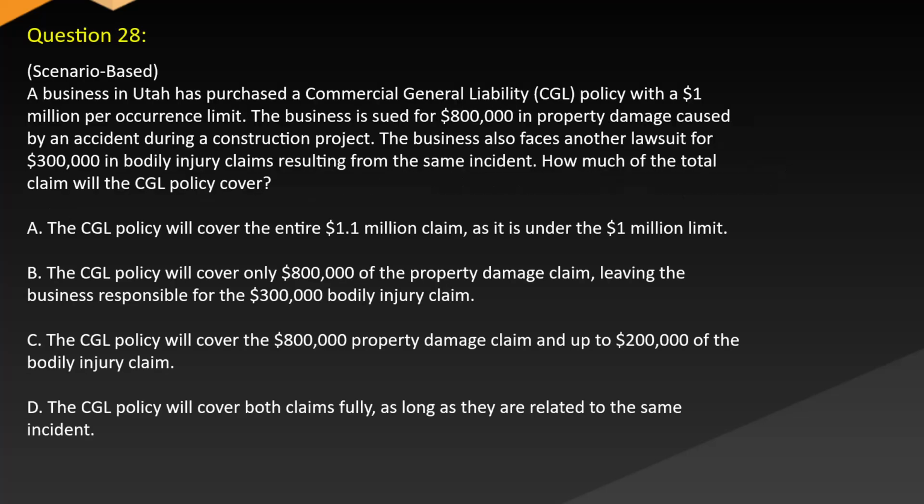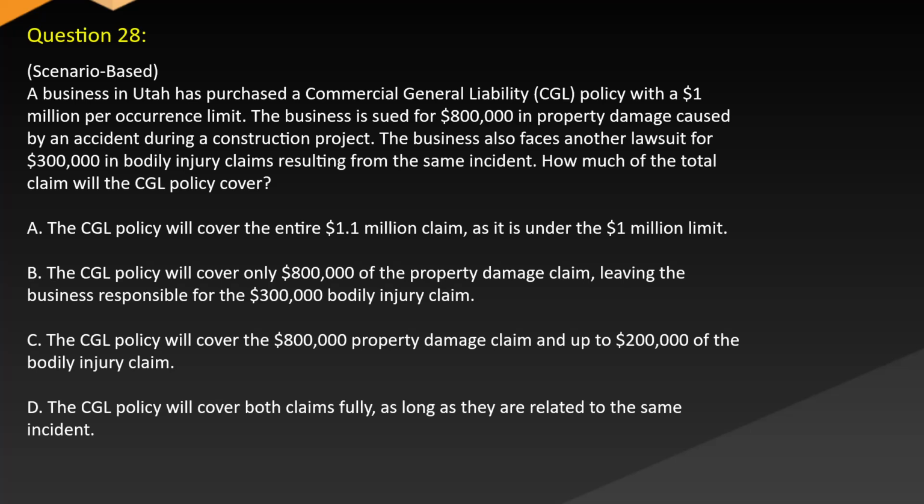Question 28. Scenario-based. A business in Utah has purchased a commercial general liability (CGL) policy with a $1 million per occurrence limit. The business is sued for $800,000 in property damage caused by an accident during a construction project. The business also faces another lawsuit for $300,000 in bodily injury claims resulting from the same incident. How much of the total claim will the CGL policy cover?